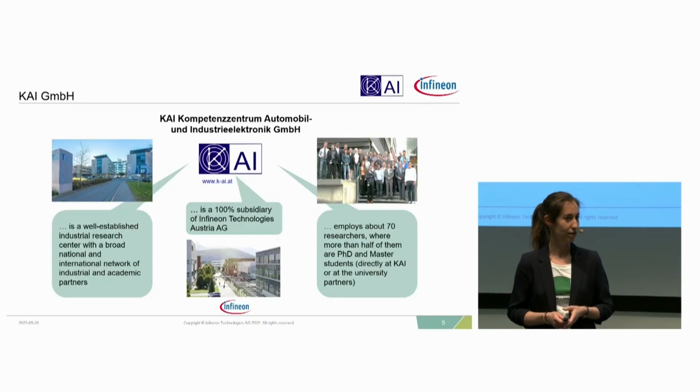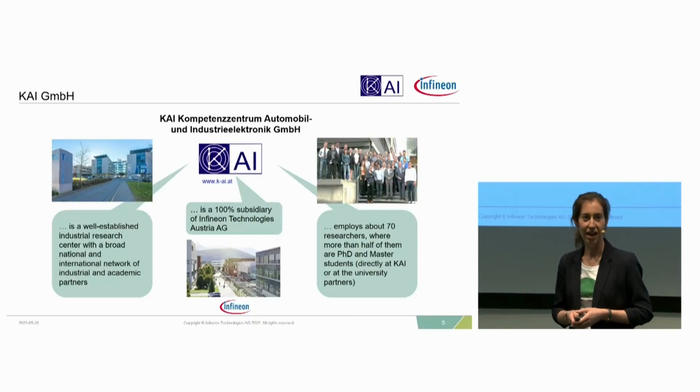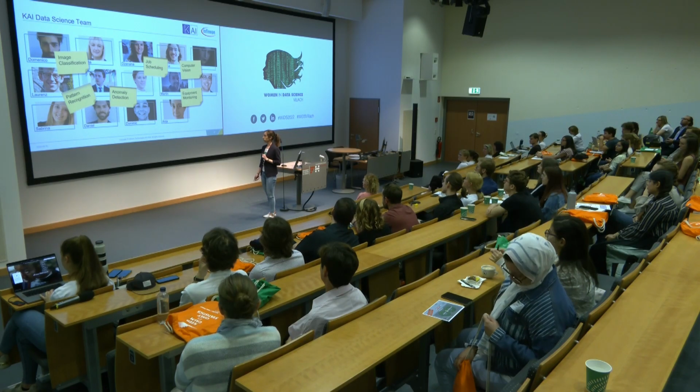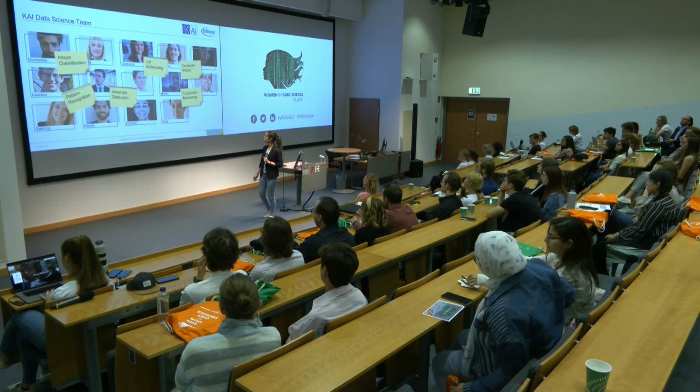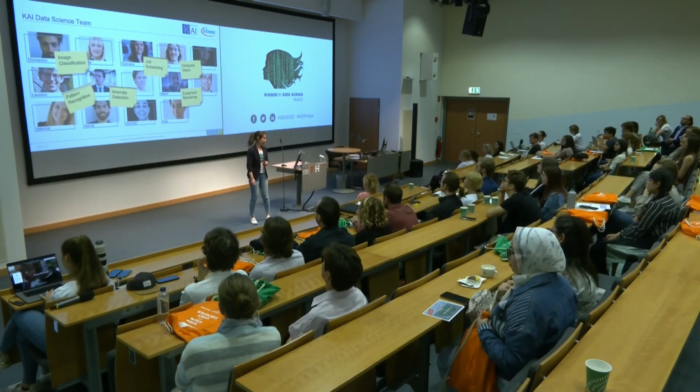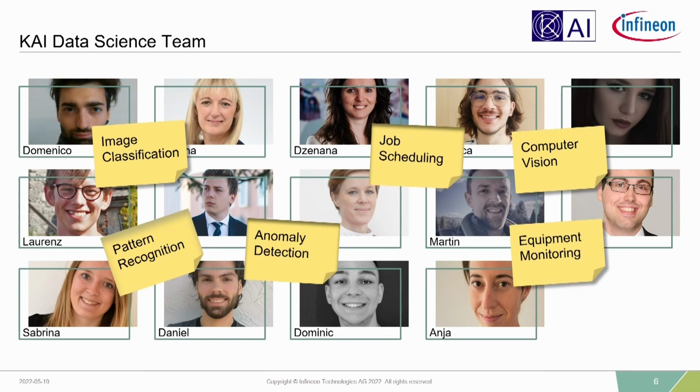This is currently our team. We are 14 people, and here also, half of them are students supporting our project work in different areas like image classification, pattern recognition, anomaly detection, job scheduling, computer vision, equipment monitoring. These are just some of the main buzzwords we are currently dealing with.